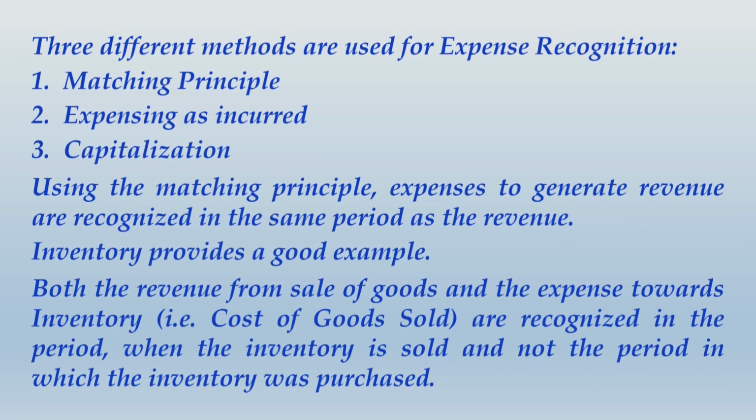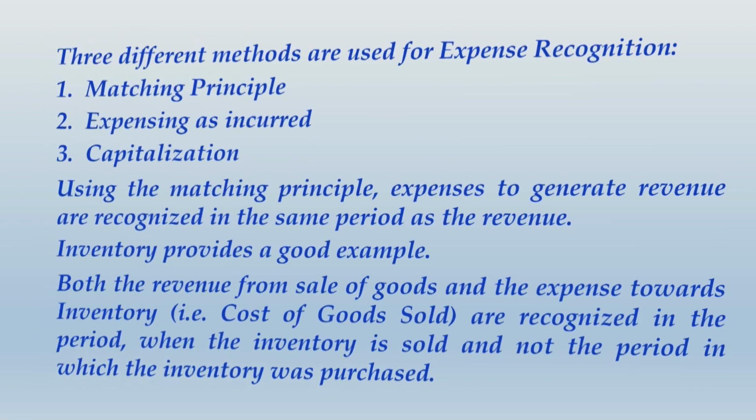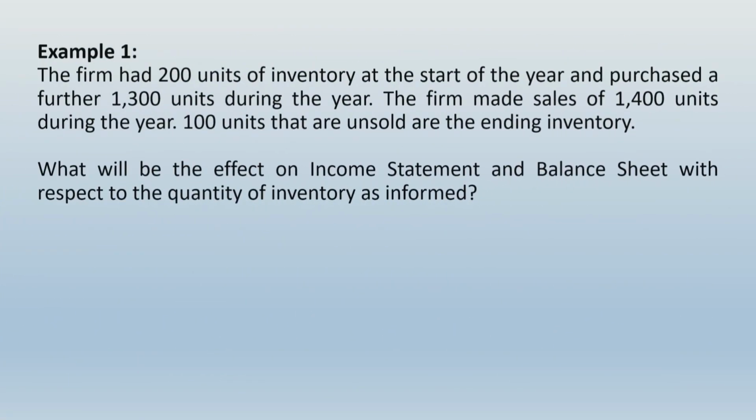Alright friends, once you have completed writing this whole thing, let us move ahead and take up an example on inventory. Let us read this example. The firm had 200 units of inventory at the start of the year and purchased a further 1,300 units during the year. The firm made sales of 1,400 units during the year. 100 units are unsold, lying as ending inventory. What will be the effect on the income statement and balance sheet with respect to the quantity of inventory as informed?